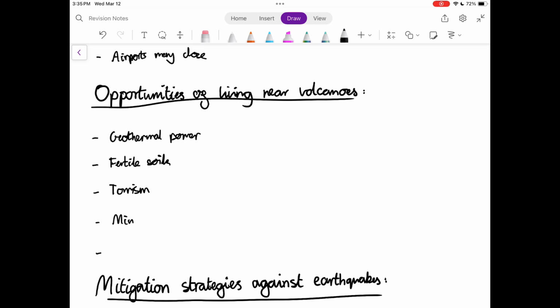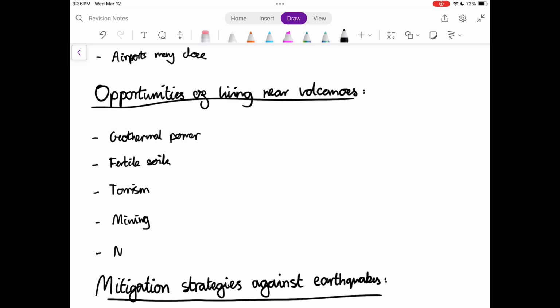The next thing is mining, because as I mentioned with fertile soils, there are a lot of minerals which can be mined out of areas near volcanoes, and these could be used for selling or just manufacturing goods, I guess. So this can also benefit the economy in the area.